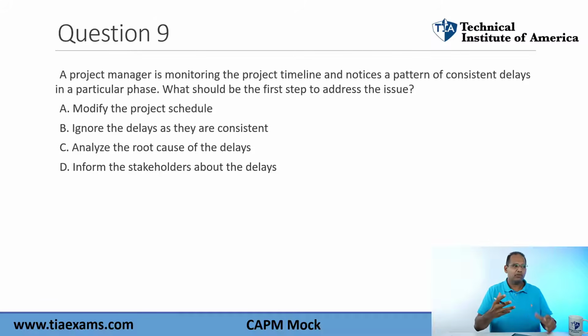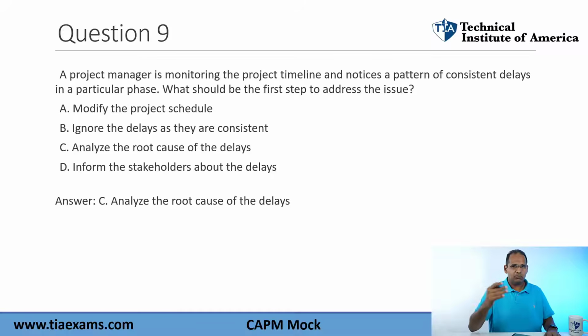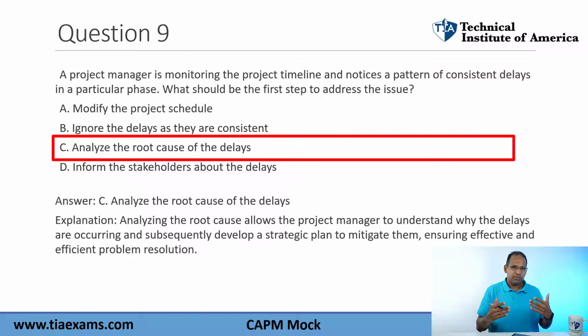Analyze the problem first. And if you get that, the answer is pretty straightforward. The answer here is going to be C. Why is that? Well, because before you go out and change the schedule, first of all, this would require a change request. You can't just change the schedule like that. Before you go out and change something, you have to know what change to do, right? You have to understand, what change should I be doing?